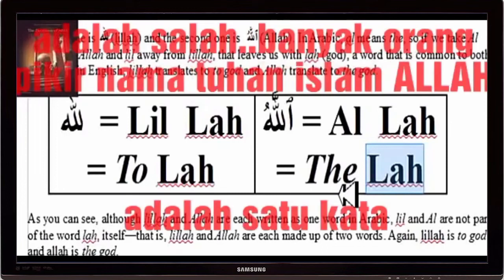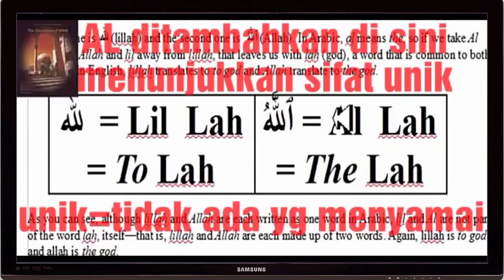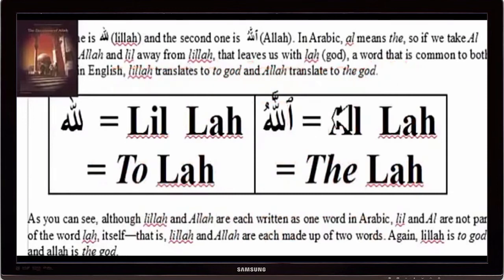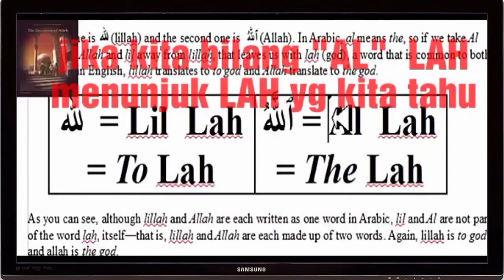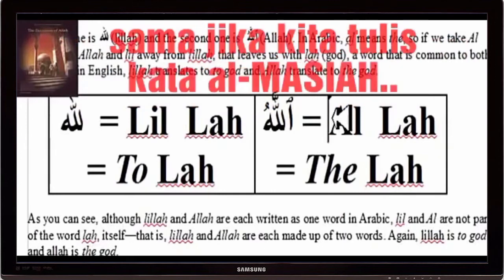So mistakenly, people think that the name of the God of Islam is Allah, one word. It's not. The AL in here is added because it's about something unique. As an example, in English you say home, it's any home. But when you say the home, you mean a specific home, right? In Arabic, it's the same. So when we say Allah, we are talking about a known one for us, a specific one.